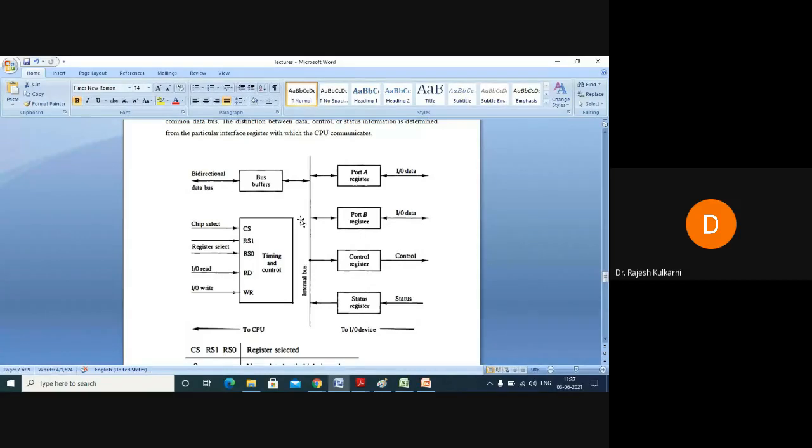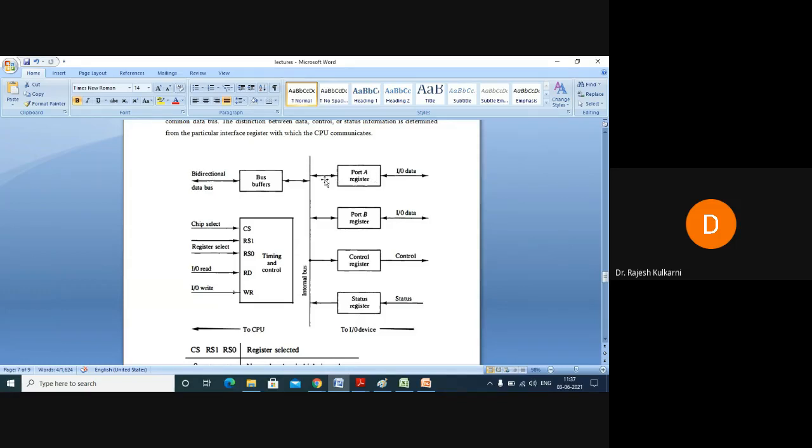If you look here, you are seeing two data registers which are called port A and port B. It means data can be input and data can be output through these ports. The interface unit talks to the CPU with the help of this bidirectional data bus.